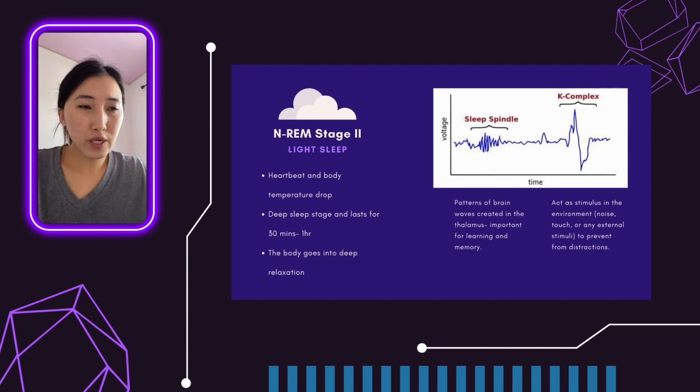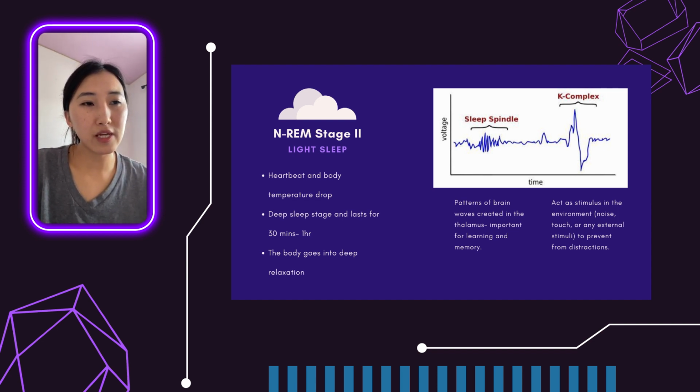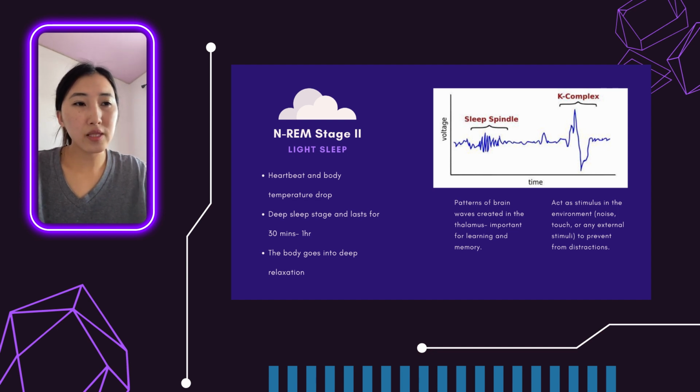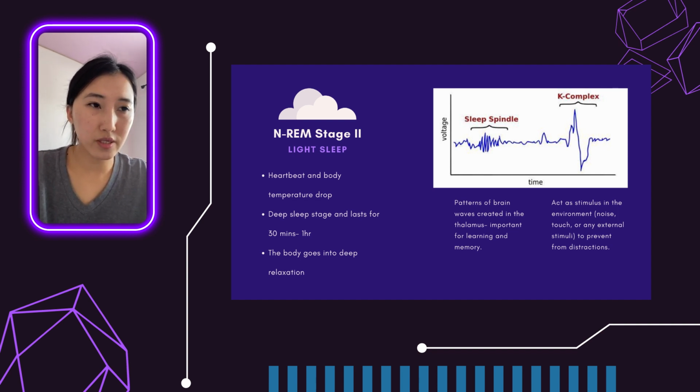And moving on, we have another activity that happens in the second stage, that is K complexes. This K complex is another major activity that acts as a response to stimuli in the sleeping environment, which means it is a large wave that stimulates a person in sleep not to wake up from external distractions like noise, touch, or any other stimuli.